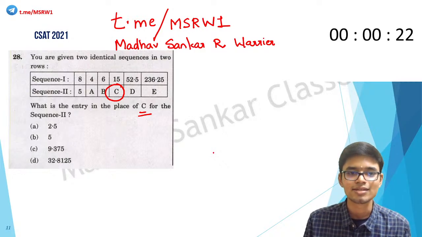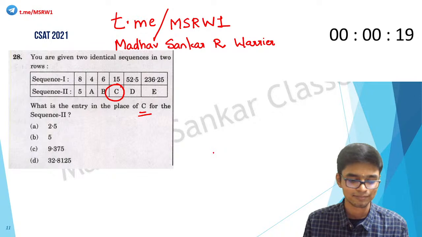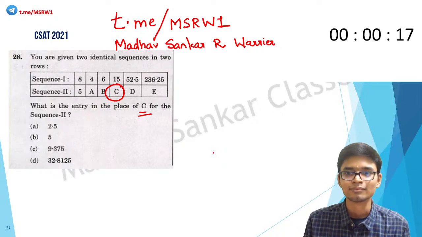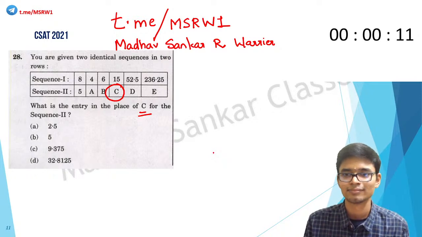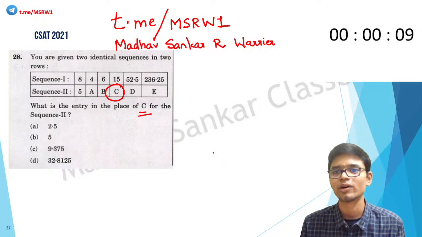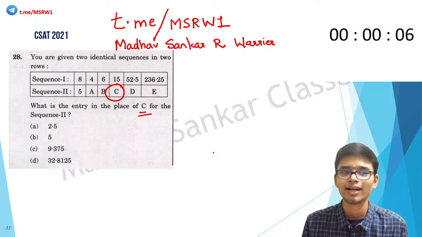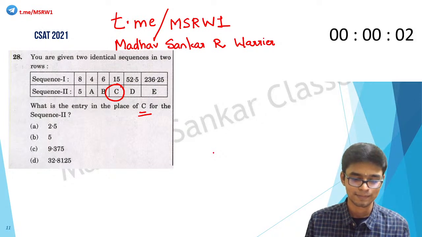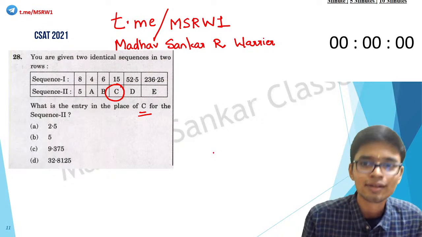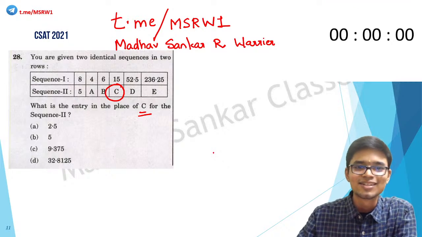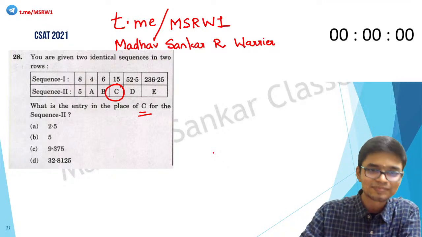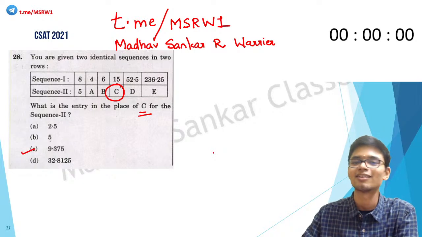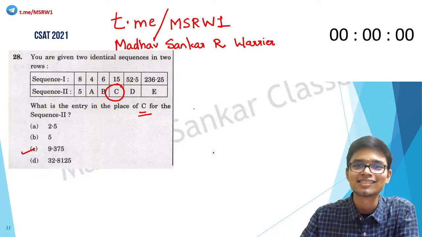Okay, Khushbu is saying it is C option. Just try to understand the logic and solve it. Okay, time's up. So what is the correct answer? Correct answer is option C. Very good. All right. So how do we solve this?